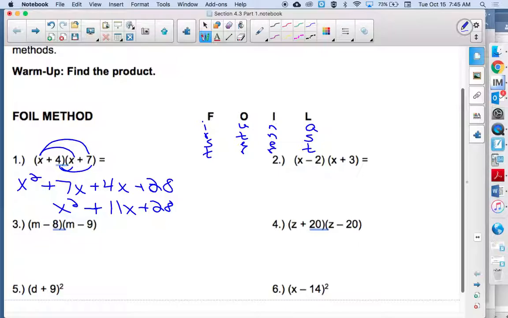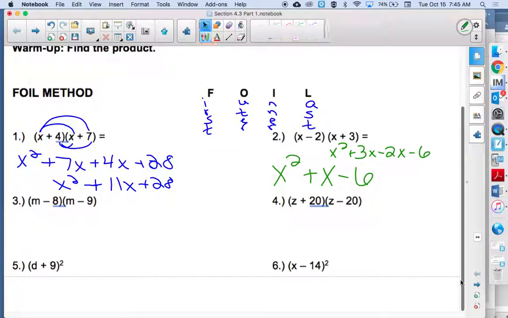So looking at the second one, x minus 2 and x plus 3. Josh, can you give me your solution? X squared plus x minus 6. Yeah. So x squared plus x minus 6. Again, you're using that foiling. So we have a positive 3 and a negative 2.